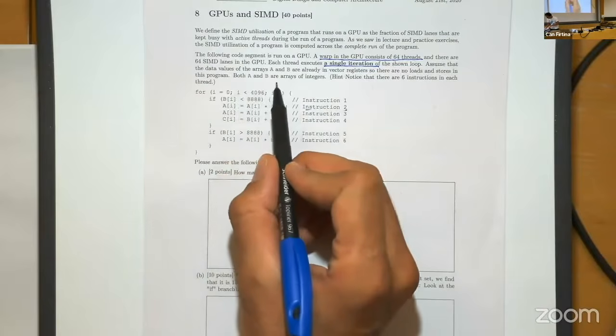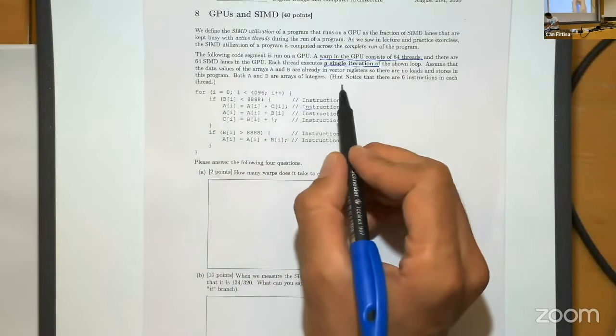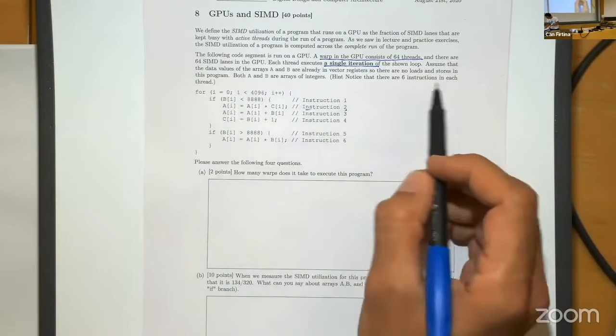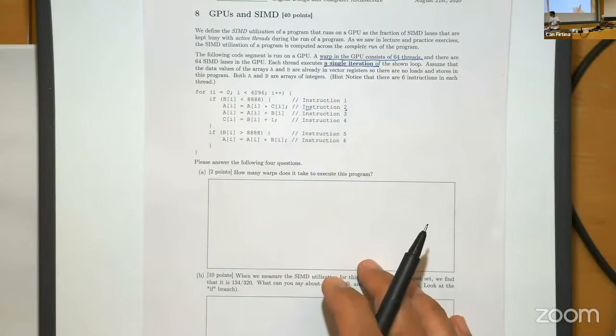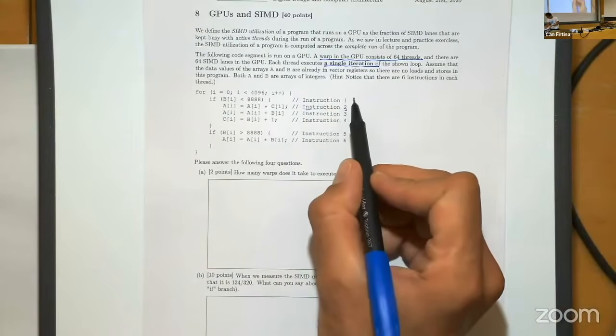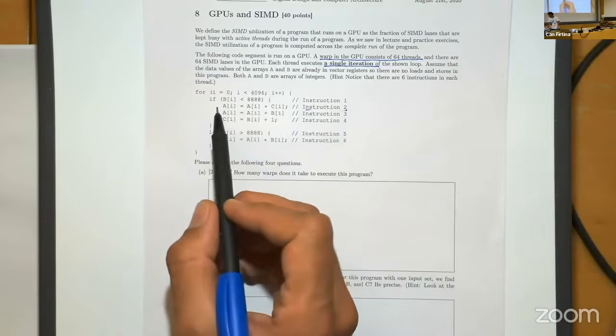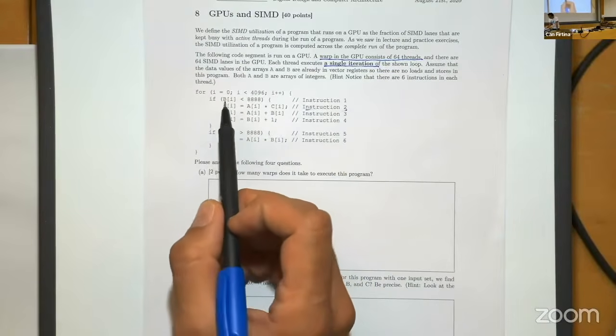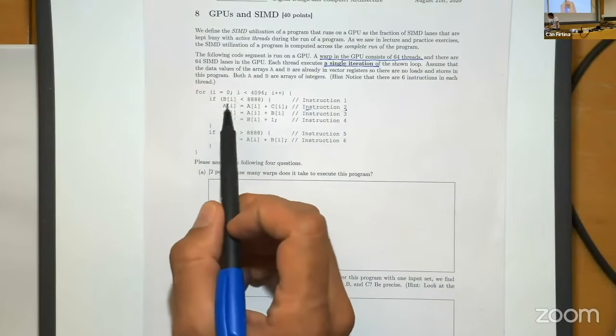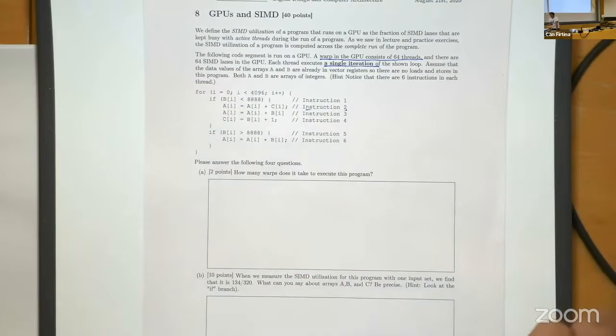Both A and B are arrays of integers. Hint, notice that there are 6 instructions in each thread, right? Well, they are clearly marked here. So again, the same for the if statements here. We are considering just a single instruction for each of the if statements.